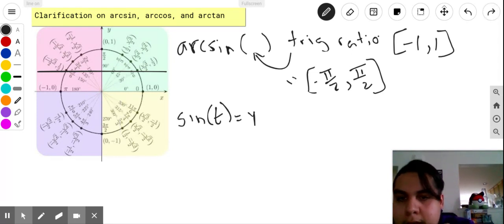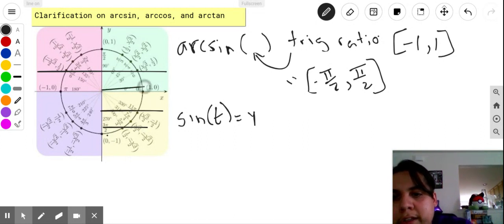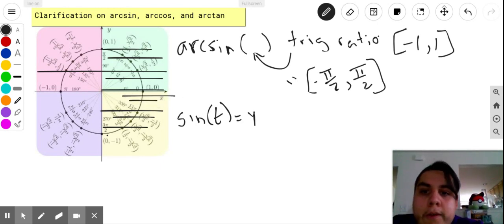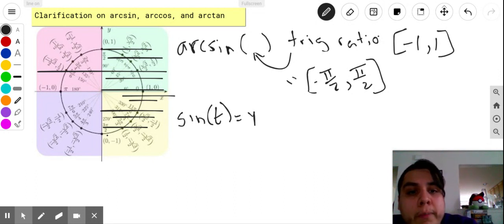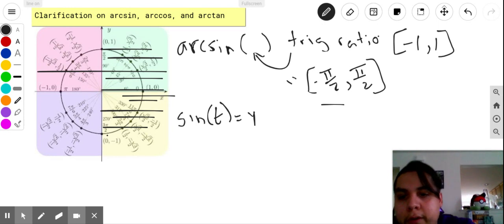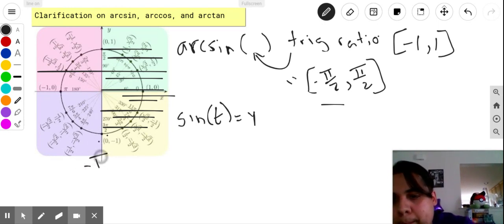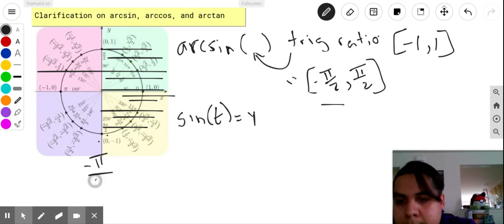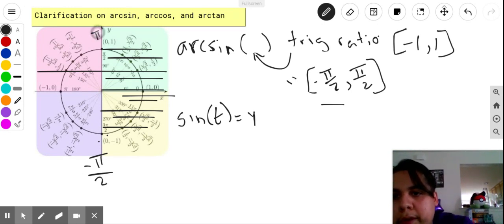Because if I draw just a horizontal line from -pi/2, so starting here, all the way to pi/2, if I block out the purple and pink areas, that satisfies the horizontal line test, meaning that part can be inverted. So that's why we go from -pi/2, which is all the way down here, to pi/2, which is all the way up here. That's where it comes from.